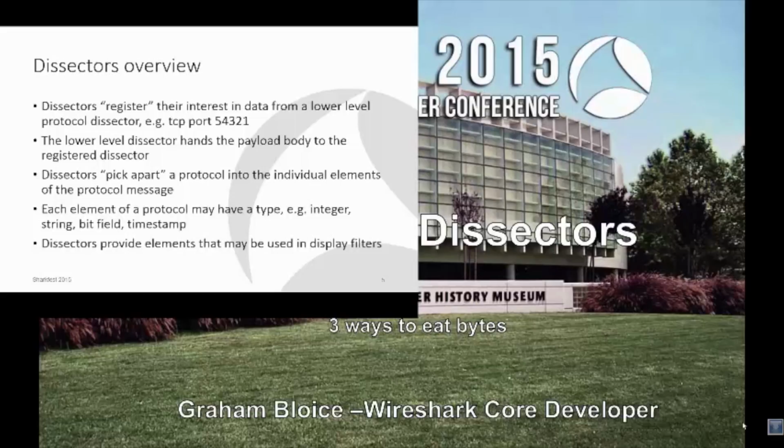And then dissectors also provide names for those elements. Dissectors actually name each element that they pick apart, and that's used in the filter fields. So when you have your dissector up and working, users can filter in display filters on specific fields and elements in your protocol.